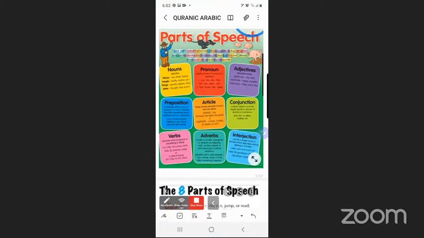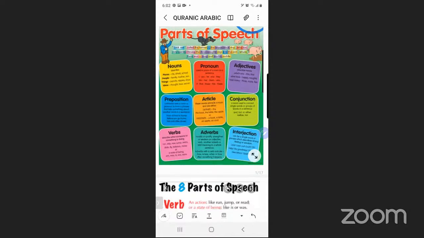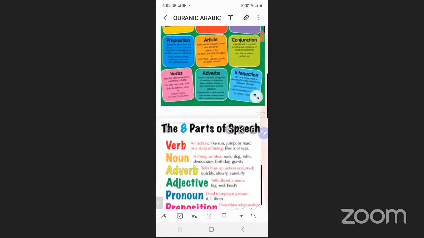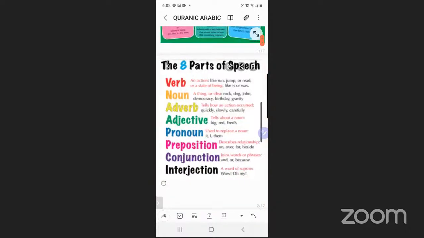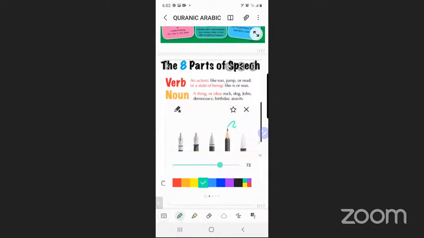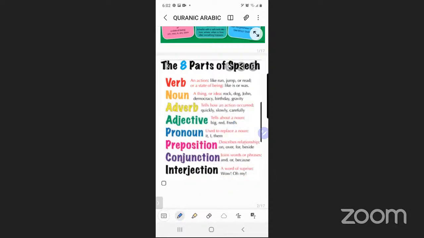So Bismillahirrahmanirrahim, Quranic Arabic and doing parts of speech. So in Arabic there are only three parts of speech. It's very simple. Number one, as you can see, I'm going to write over here. I'm going to take the pen blue. Okay. So in Arabic, there's only three parts.